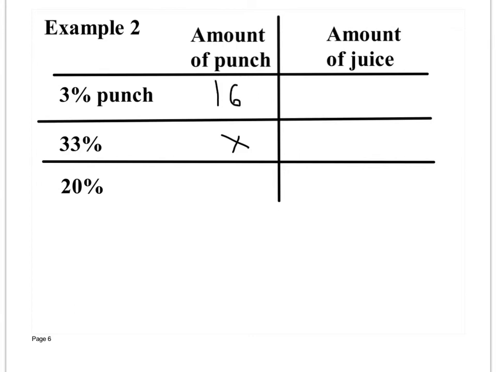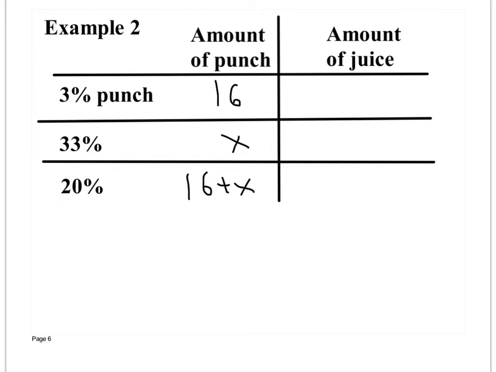16. And then what about the 20% punch? How many cups is that going to be? 16 plus x. Okay, because it's the 16 cups of 3% plus the x amount of 33%. When we add those, the 3% is a lot less of punch than the 33%, so it's going to bring down the percentage. It's going to water it down, so to speak.